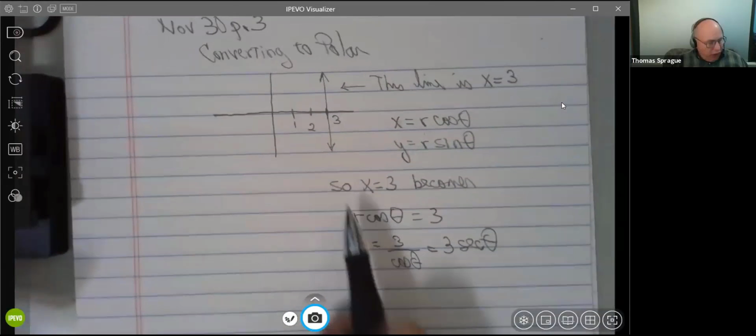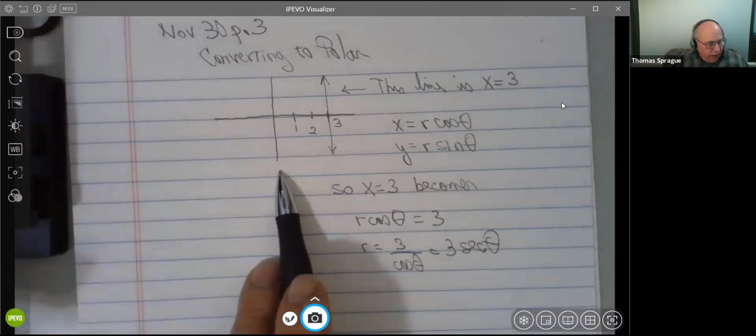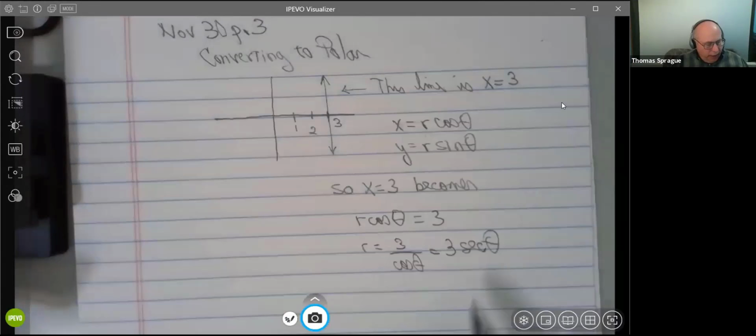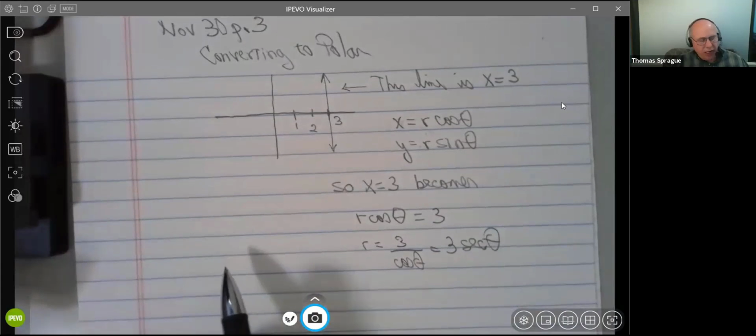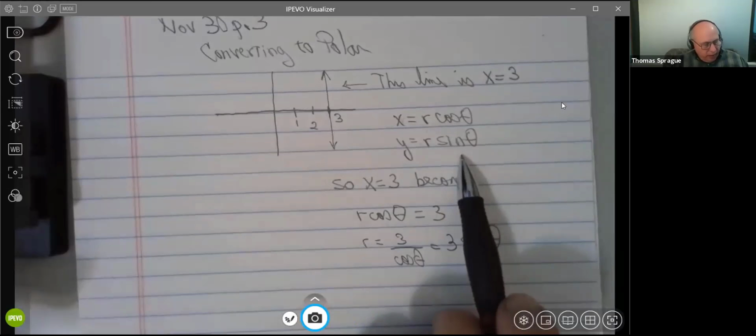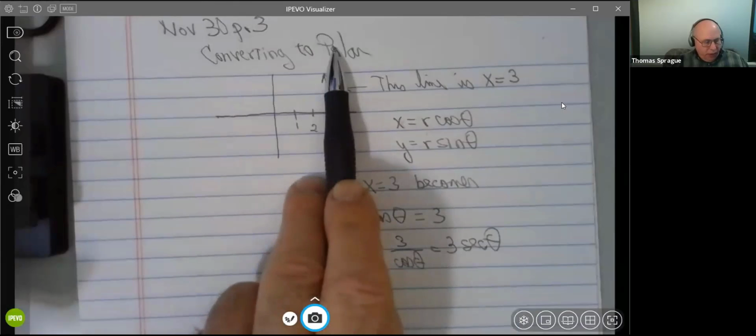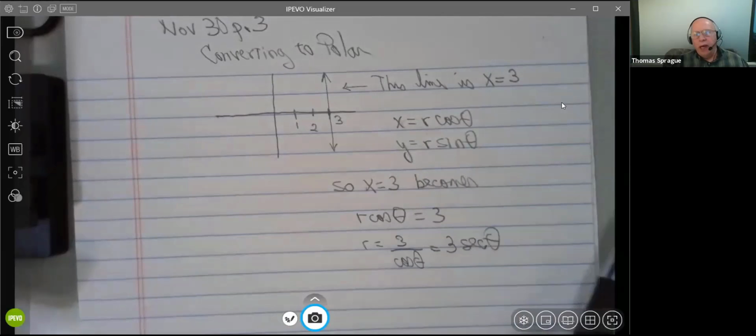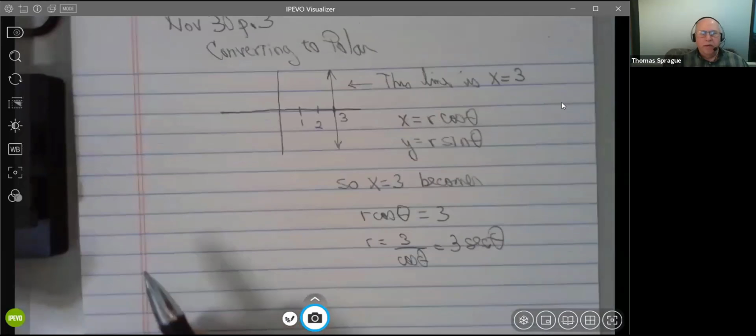And of course, if you had a horizontal line, that'd be something like y equals -2 or y equals +7 or something like that. And then you replace y by R sine theta. If you got complicated stuff, technically you can always convert to polar because you replace all the x's by R cosine theta, all the y's by R sine theta. You may or may not be able to solve for R though. But at least you could get it in polar form.